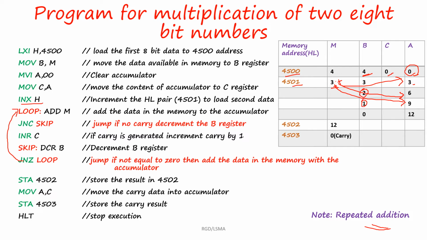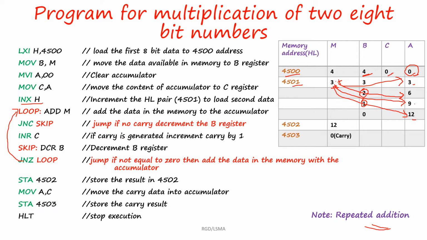Jump if no carry, again you do a repeated addition. Okay, so it will go to ADD M. ADD M in the sense you are going to add the memory data with the accumulated data. So the data available in the memory is 3 and the accumulated data is 9. So you are going to perform 9 plus 3, it becomes 12. So that is the fourth step. Okay, and you check jump if no carry. Again you go to skip and decrement your B register.